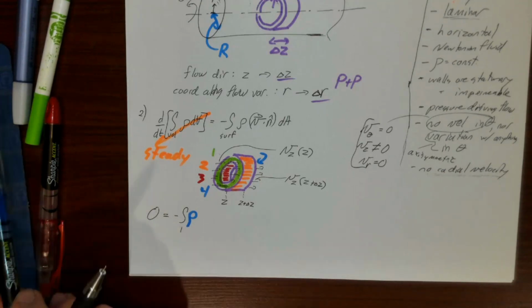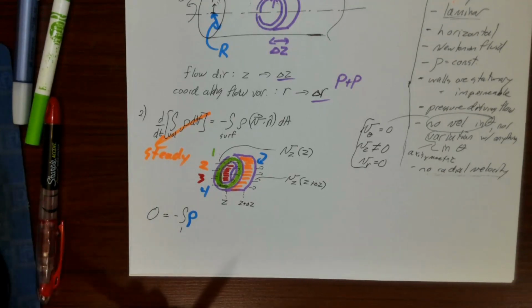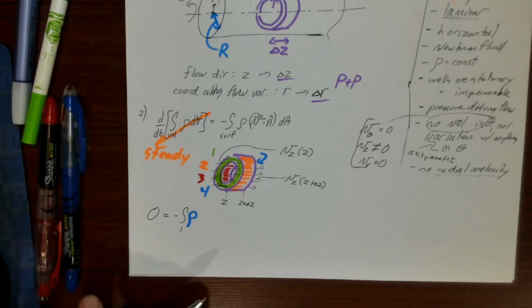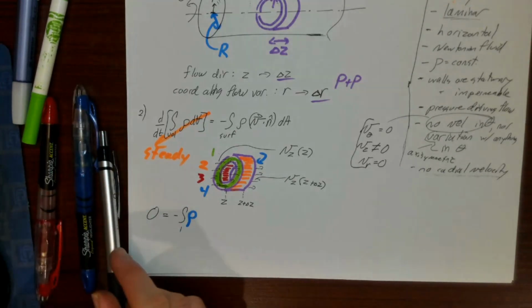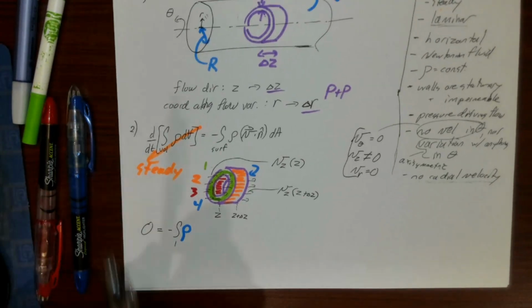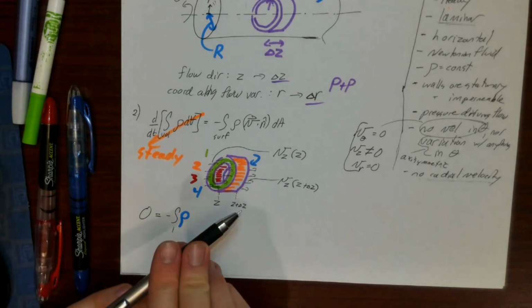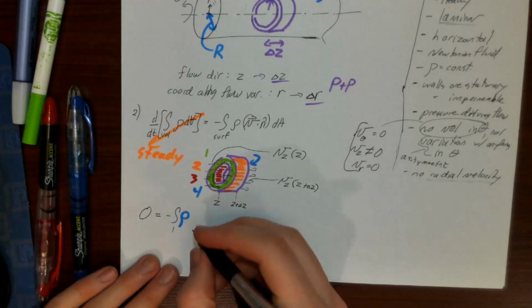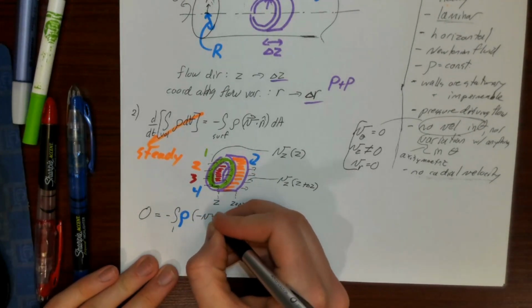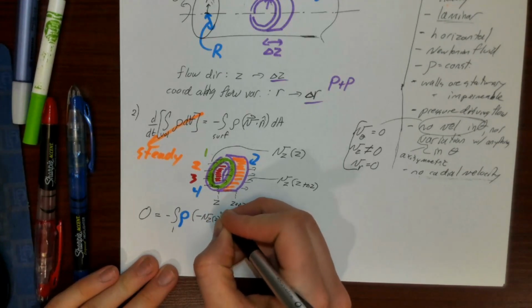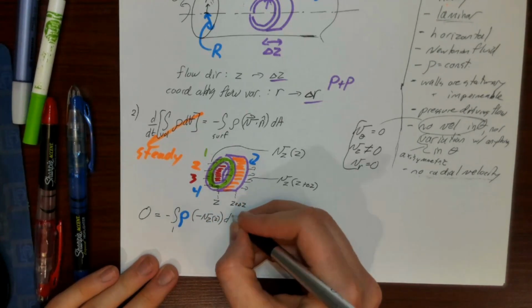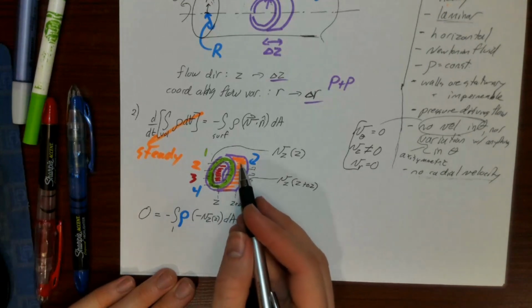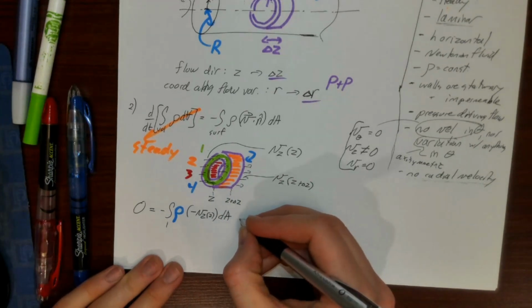So what is that going to look like? We're going to have surface 1. We're going to have rho. V dot n for surface 1 is going to be minus Vz at z, dA. Then surface 2 is this outer surface right here.